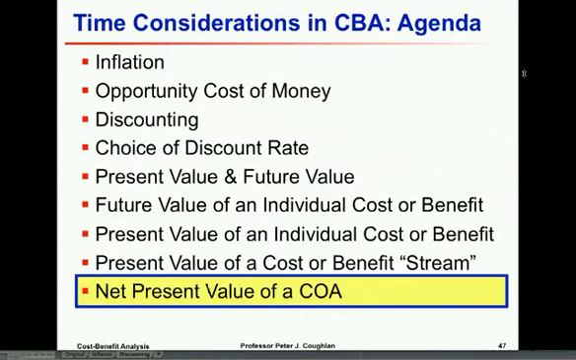So finally, putting it all together, how do we calculate the net present value of a course of action? Going back to the whole idea of what we're doing here in cost-benefit analysis, if we're comparing alternatives, we're trying to figure out the net benefits, which, when it involves future costs and benefits, is the net present value of a course of action.